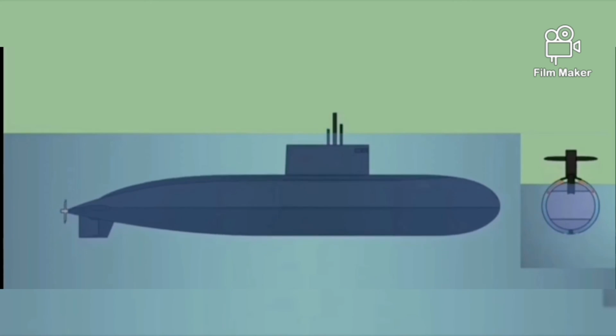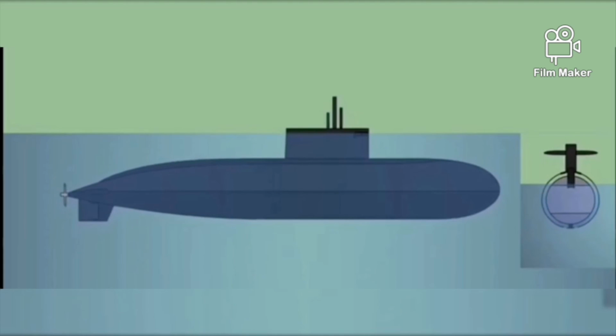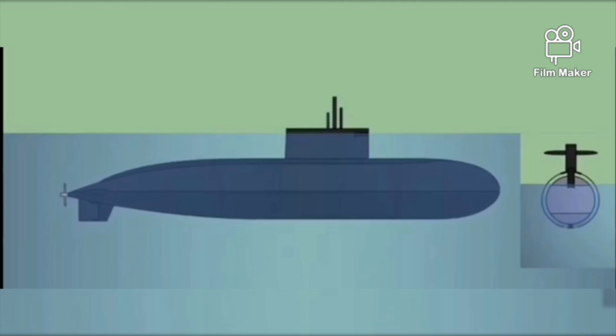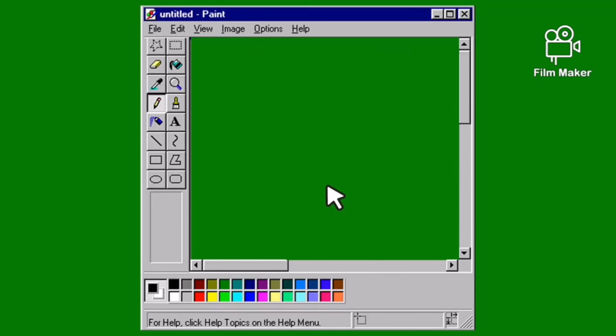On the other hand, to float, water is pushed out from the ballast tank, which causes the weight of the submarine to decrease. This means the weight of the submarine is smaller than the upthrust. There is a net upward force, therefore the submarine floats. So that is all for the application of Archimedes' principle based on the submarine.